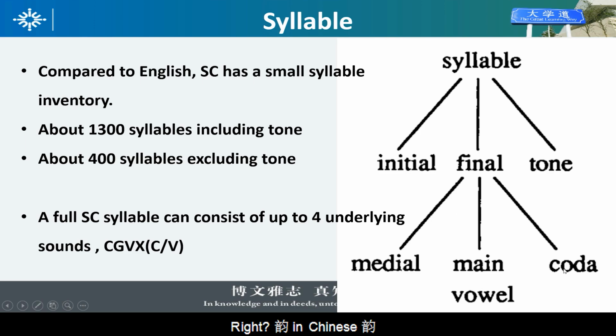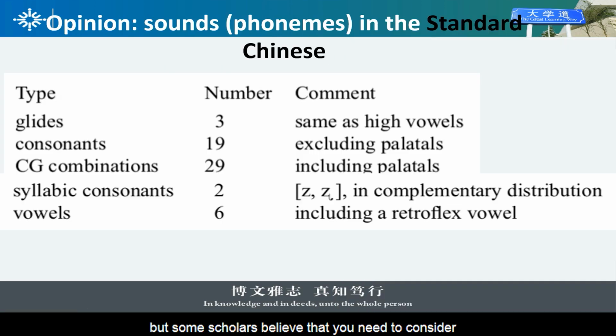In this way, the final includes the glide or medial, the main vowel and the coda, right? Yun, in Chinese. This is the traditional idea. And yun is parallel with the initial, the consonants in front, and the tone. There are three parts of a syllable, right? This is the traditional way, but some scholars believe that you need to consider the glides as individual phonemes, and also the consonant-glide combinations make sense.